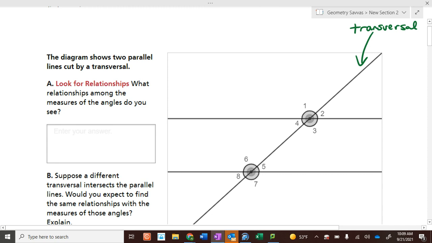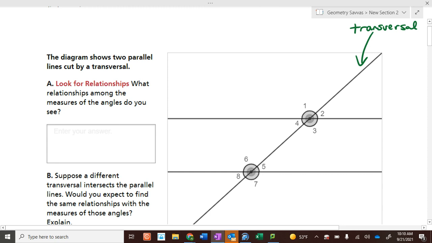Do you see any other vertical angles here? Does 1 have a vertical angle? With what, Mia? 3. 1 and 3 are vertical angles. So we know 1 is the same size as 3, 2 is the same size as 4. What's 6 the same size as, Cambry? 7. And 5 is the same size as what, Jordan? 8. Okay. So we know they're all the same size because they're vertical angles.